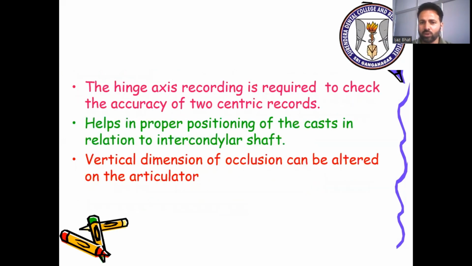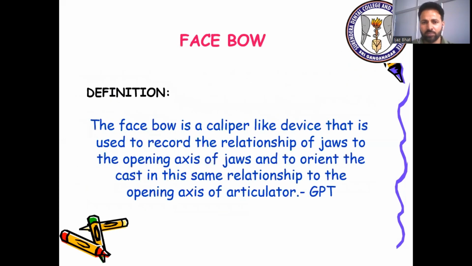The hinge axis recording is required to check the accuracy of two centric records. It helps in proper positioning of the casts in relation to the intercondylar shaft. The vertical dimension of occlusion can be altered on the articulator after we transfer the hinge axis.